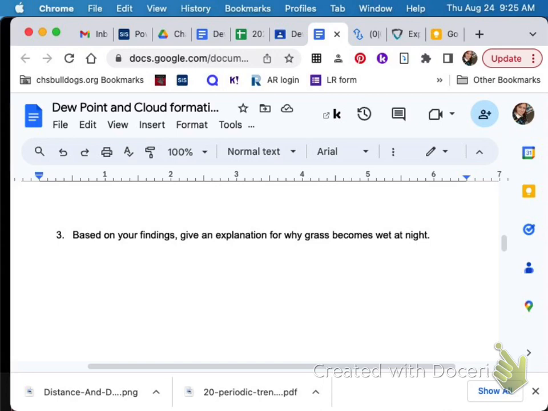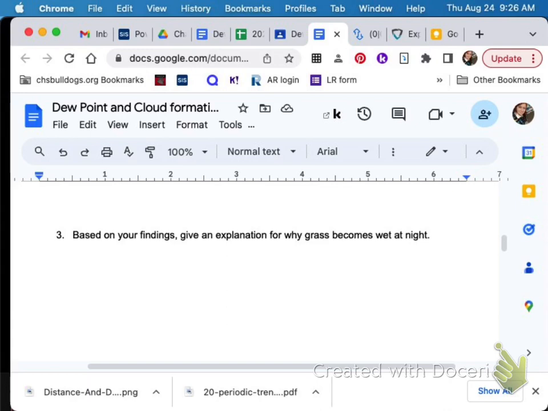Because as the temperature cools during the night, the air cools and some moisture has to come out of it, but water can't condense onto nothing. So it has to have a surface to condense on, and as a result, it's going to condense on objects. On the grass, on the sidewalk, on the cars, and then you get dew.